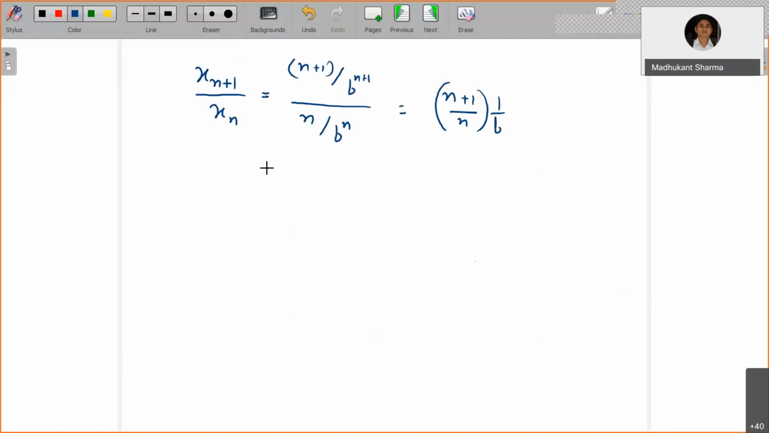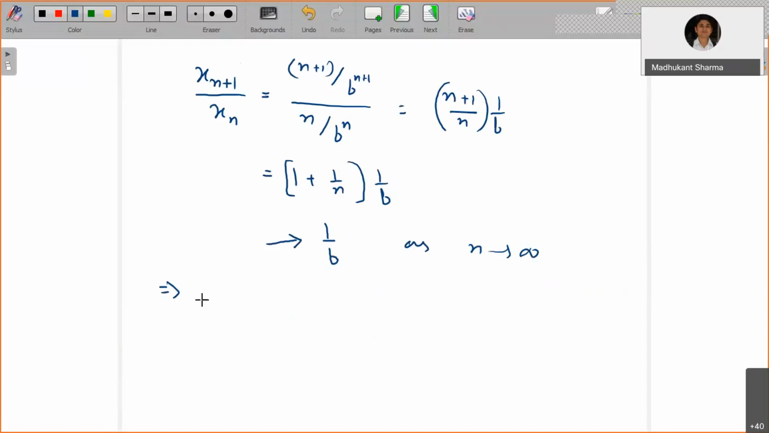Now, this can be written as 1 plus 1 by n times 1 by b. Now you use the algebra of limits. This is your limit of a constant sequence. If x converges and y converges, then the limit of x plus y converges to the sum of the limits. So you can take 1 as a constant sequence, 1 by n as another sequence, then apply the scalar multiple of a sequence also. You can do that. So certainly you refer to those results and you can show that this is going to be 1 by b as n tends to infinity.